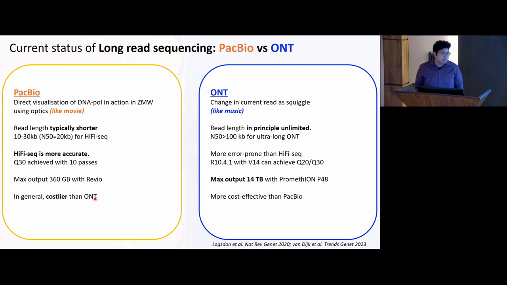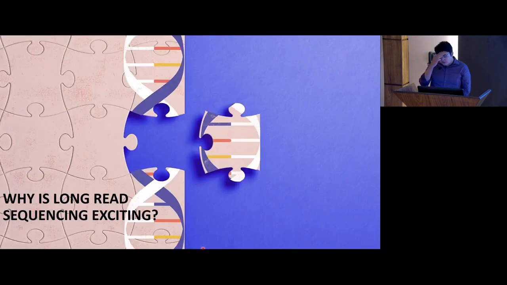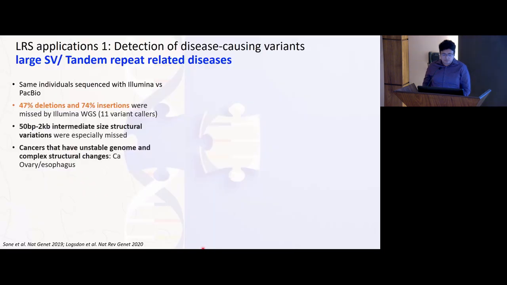In general, PacBio is costlier. If you look at per base sequencing cost, it is more for PacBio as compared to Oxford Nanopore. And Oxford Nanopore provides the unique flexibility of on-field or rapid sequencing. So this is just to summarize the differences between these two technologies. Now we'll see just a few of the applications of long read.